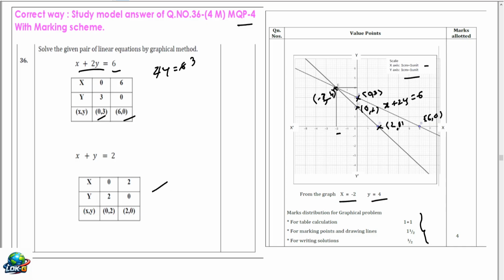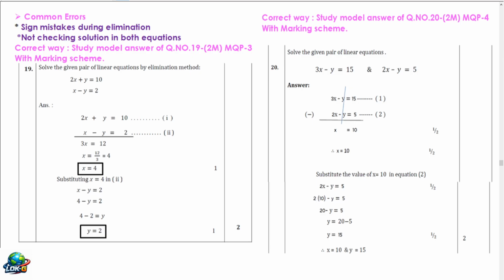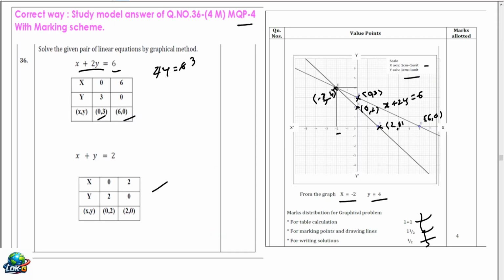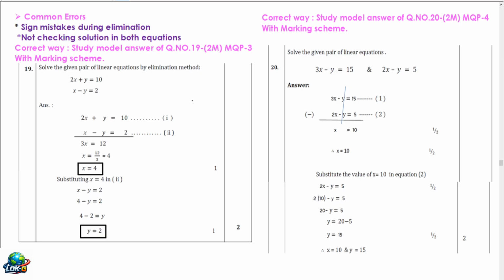Again, observe here: for table calculation, 2 marks. For marking points and drawing, 1.5 marks. For writing the solution, you will get half a mark. Like this, 4 marks are distributed. Study carefully, and then we will move on to the next question, the 2 mark questions.